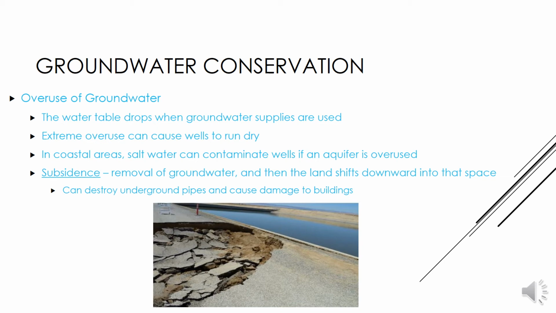Groundwater conservation. So, overuse of groundwater. This is when you're in that deficit. The water table drops when groundwater supplies are used. You're just slowly lowering it down. Extreme overuse can cause wells to run dry. What happens when a well runs dry is that the water level is down below the level of the well. In coastal areas, if you get low enough, sometimes salt water will get sucked up through the soil into these aquifers, and whenever you get this salt water in there, it's no longer usable. We can't drink salt water.